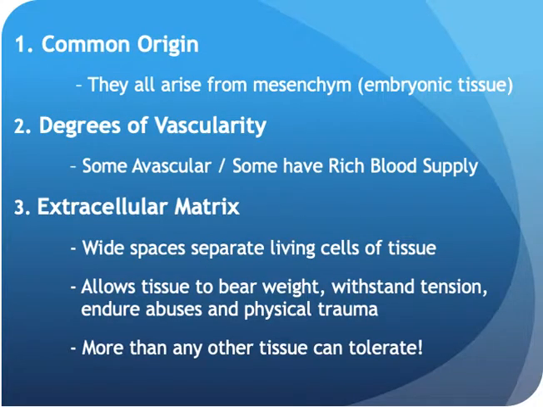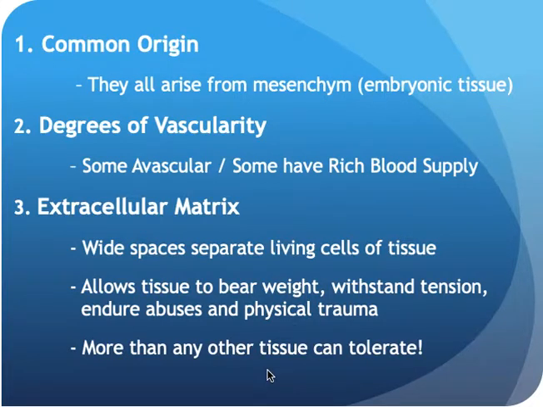Okay, but common origin means they all arise from mesenchyme or from embryonic tissue. Degrees of vascularity. Some are going to be avascular, which means they do not have their own blood supply. Some are going to be richly supplied with blood. They're also going to have this extracellular matrix. They're going to have wide spaces separating living cells of tissue. It's going to allow the connective tissue to bear weight, to withstand tension, endure abuse and physical trauma.